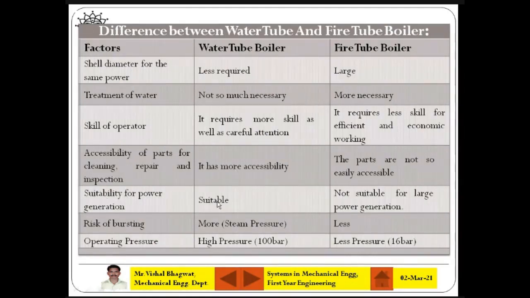Suitability for power generation, it is suitable for power generation because it is having high pressure, so we can generate some electricity out of it. The fire tube boiler is not suitable for large power generation. Risk of bursting is more for high pressure boiler, that is water tube boiler. It is less for fire tube boiler. Operating pressure is high, about 100 bar, but we define it as more than 20 bar as a high pressure boiler. It can reach up to 100 bar. Less pressure for fire tube, of course, less than 20 bar.